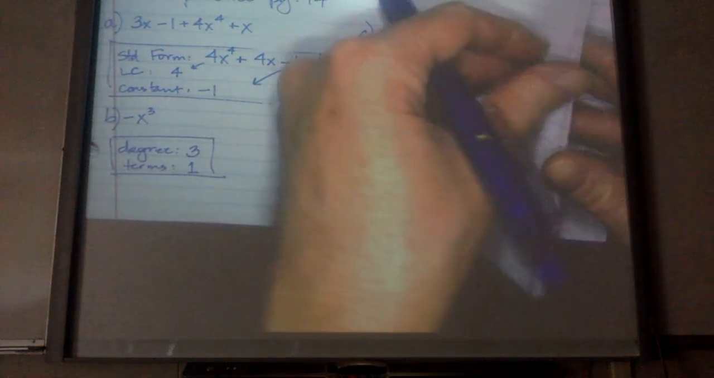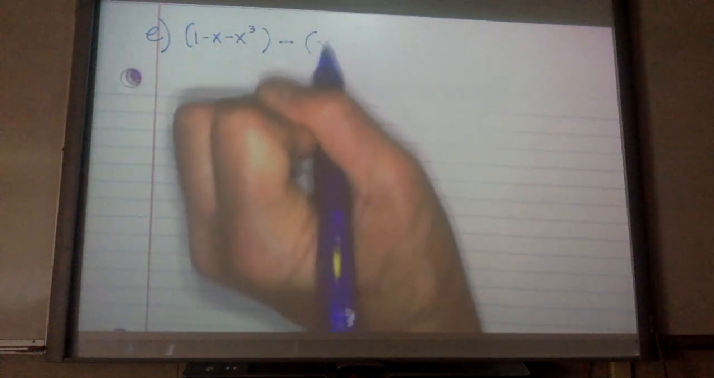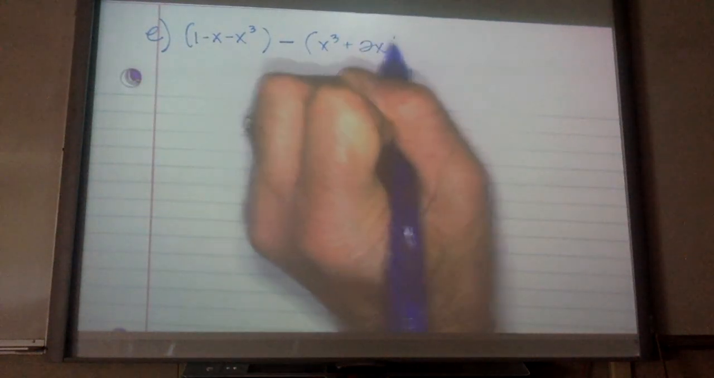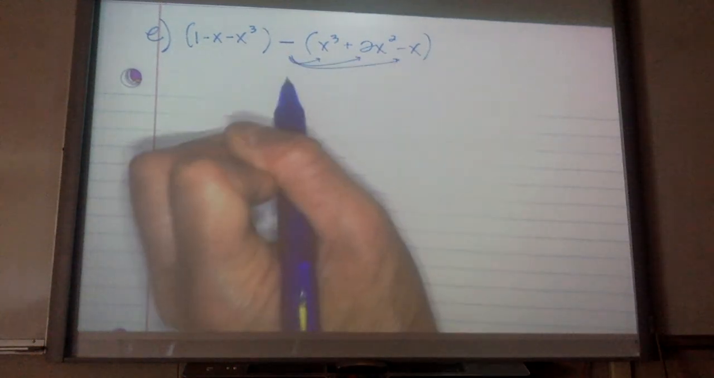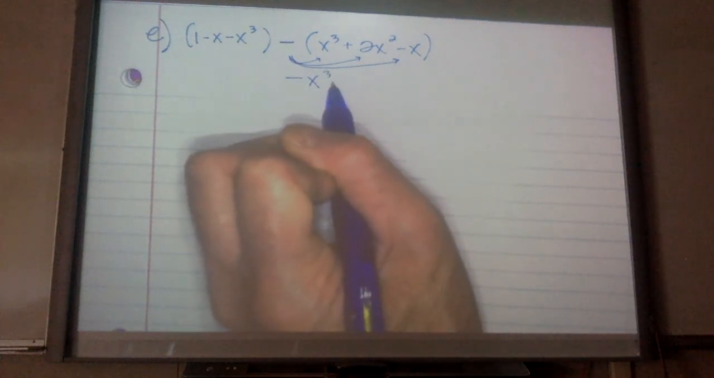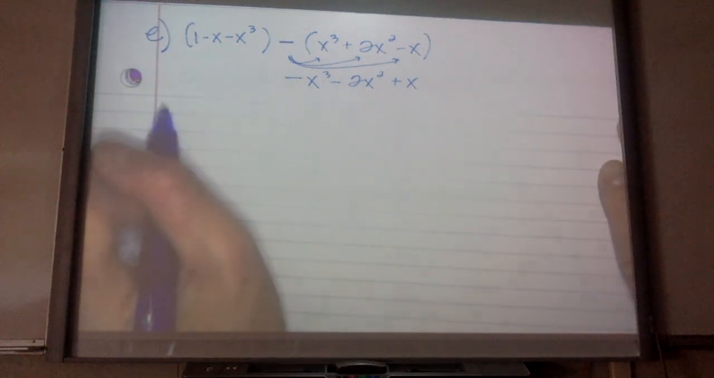Okay. All right, 2 more. I don't know if I'll do the last one. So E, they'd like us to subtract 1 minus x cubed minus x cubed plus 2x squared minus x. Remember, that negative sign affects all 3, so this is a negative x cubed, a negative 2x squared, and a positive x. From there, I'm going to combine like terms.